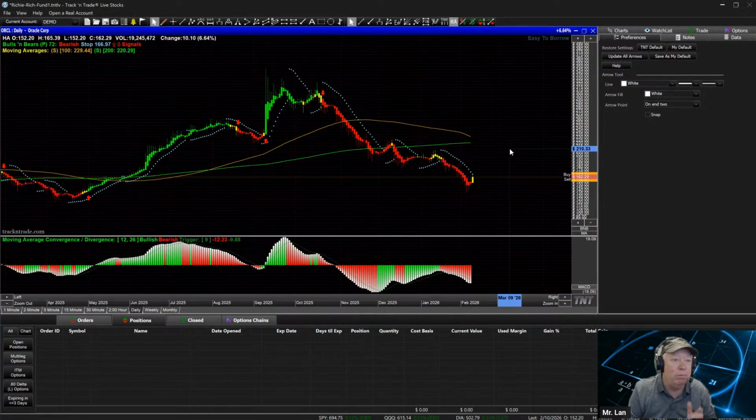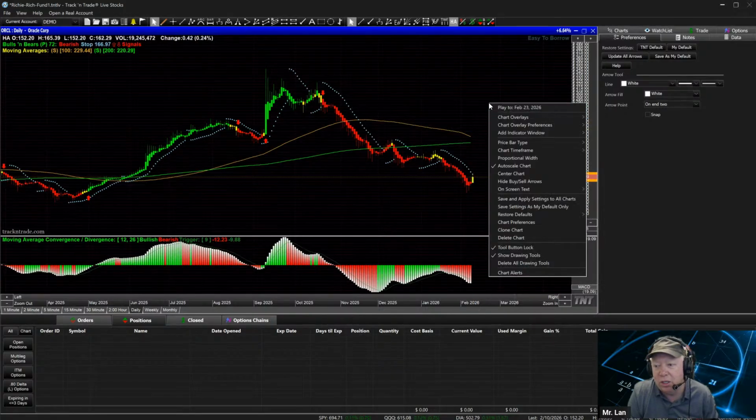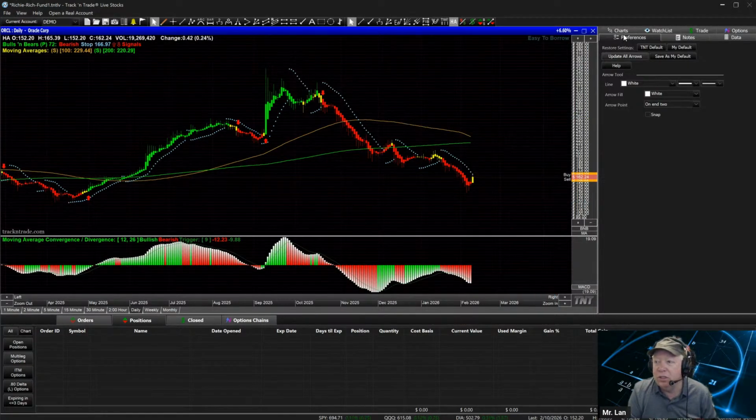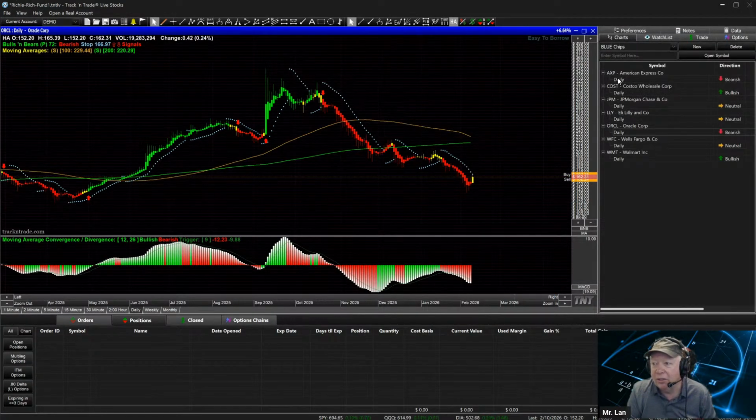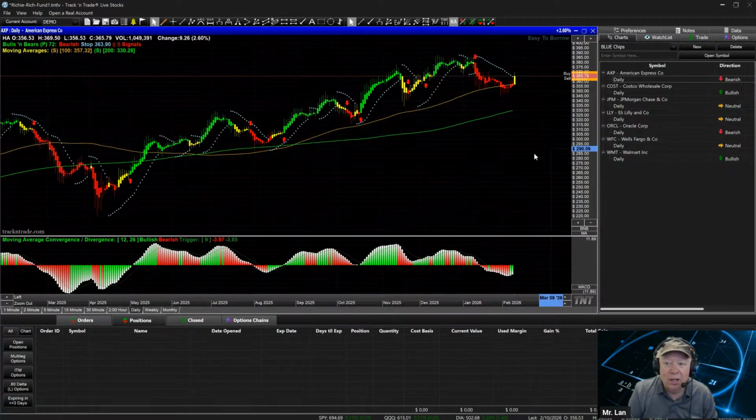All right, so we beat Oracle to death. Now we know what the pattern is that we're looking for. We're going to right-click on the chart, and I'm going to say, save these settings and apply them to all my open charts, to all charts. So now all of our charts that we've got in here are going to look like that. Now we're going to go back up to AXP, American Express.